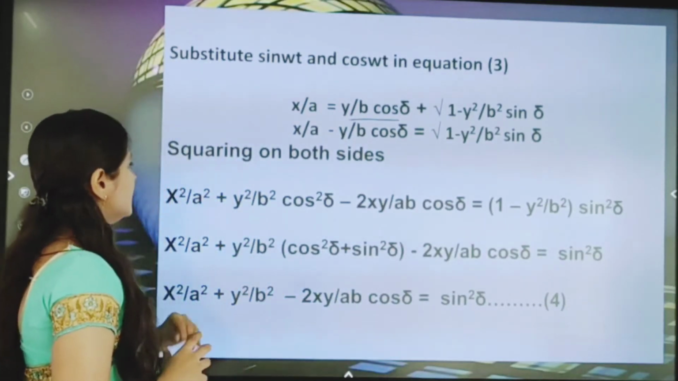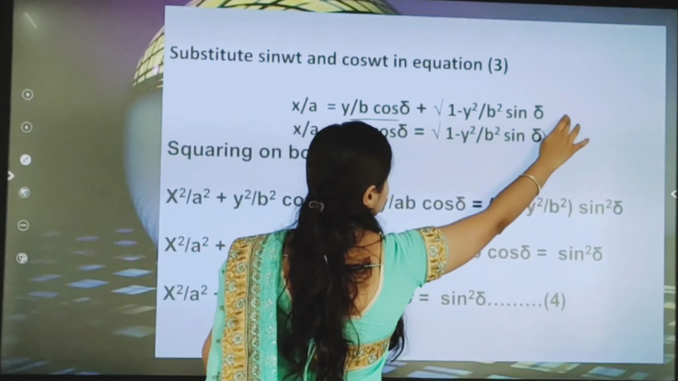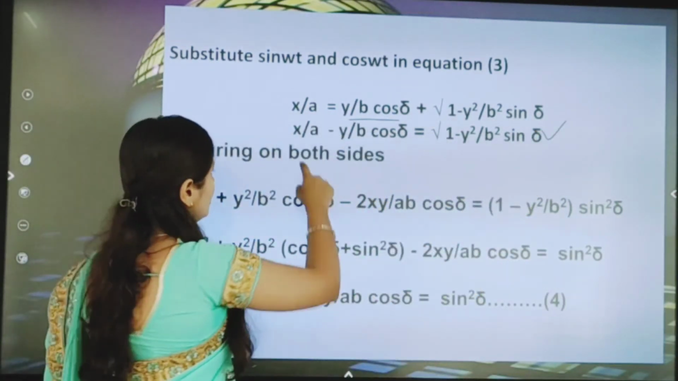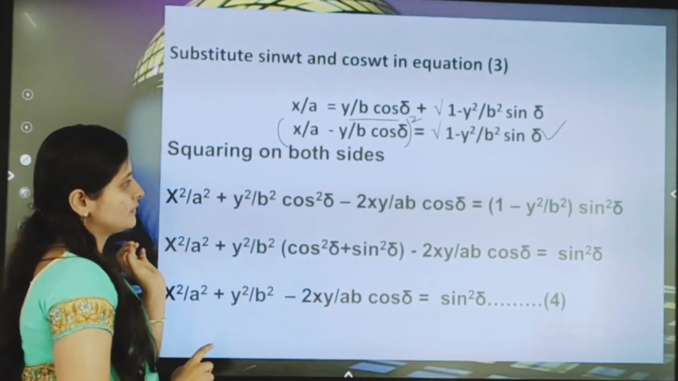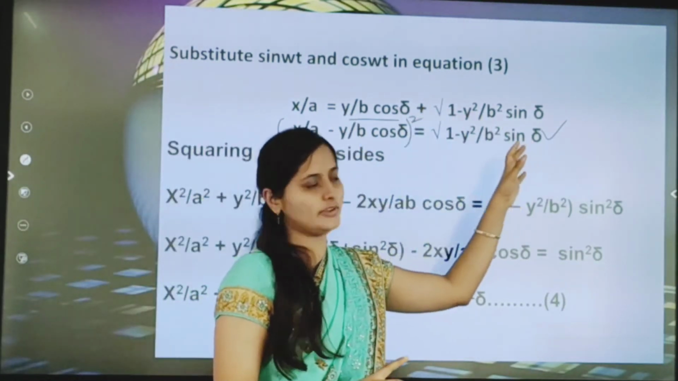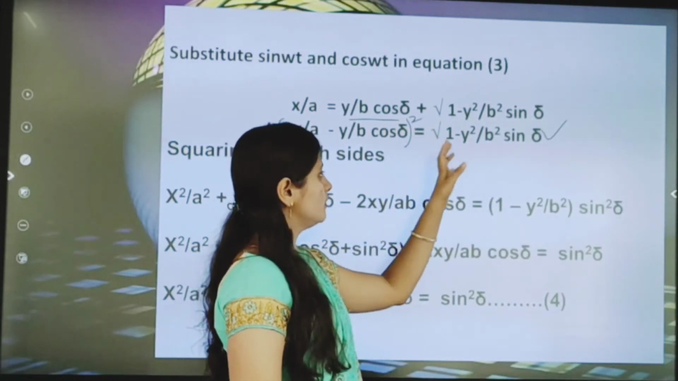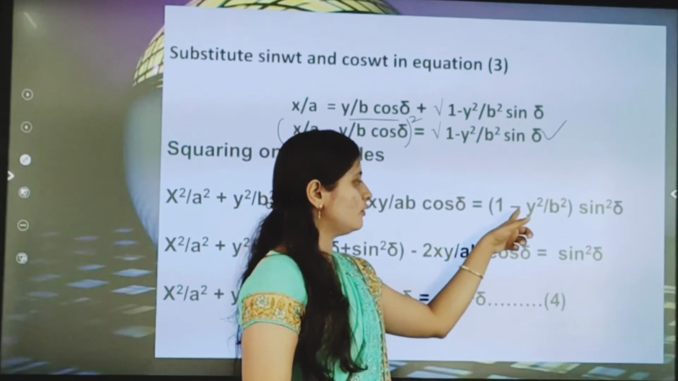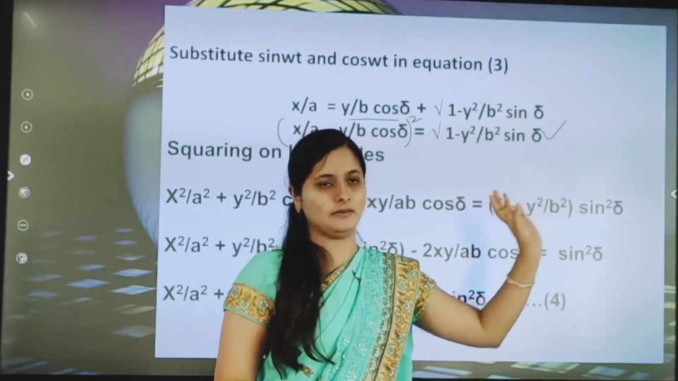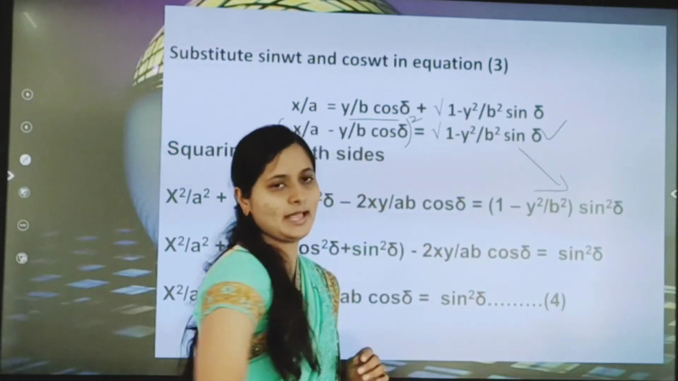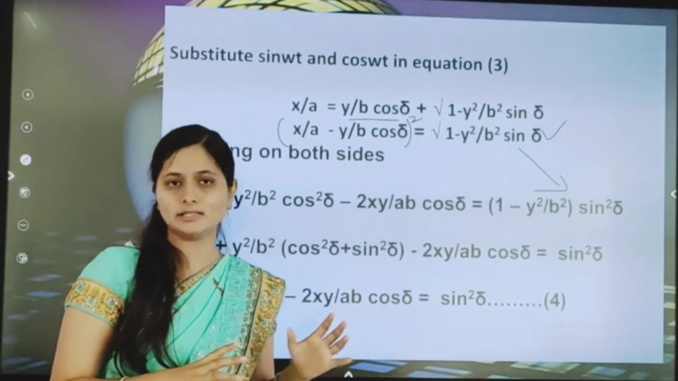Next, squaring on both sides of this equation. First the right-hand side: the square root cancels with the square, so we get 1 minus y square by b square into sin square delta.